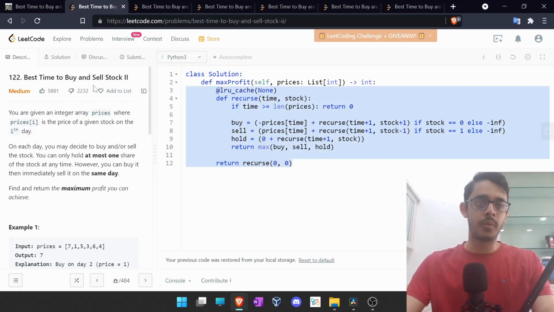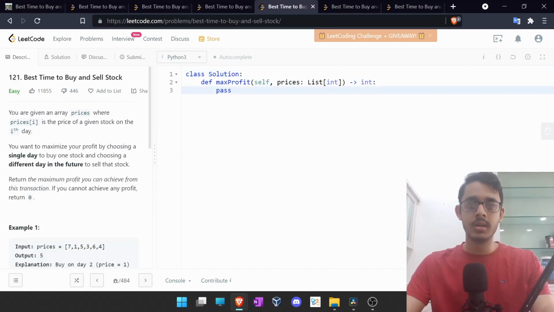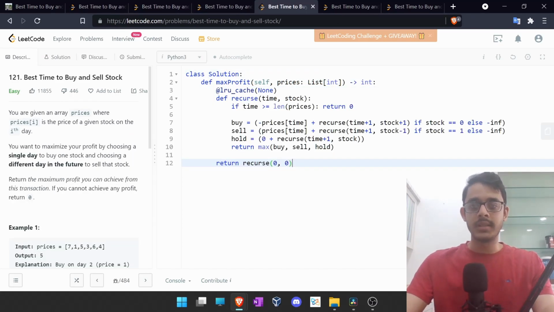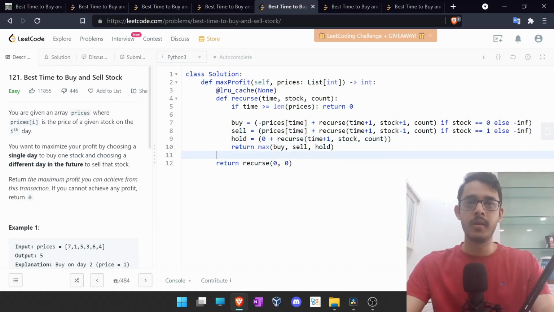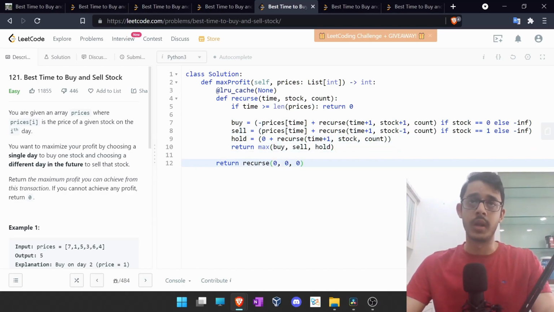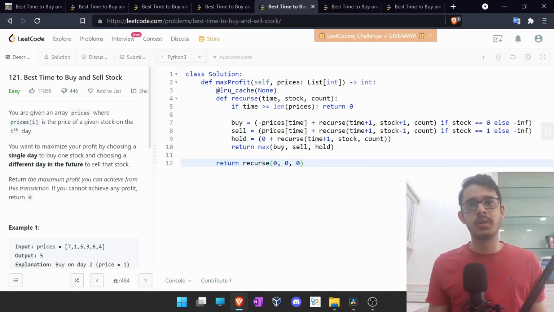We take the code from best time to buy and sell stock 2. I'm going to take this and we're going to modify it slightly. This is going to have a third parameter count, and so will this, and this will have it. We'll also want to initialize it with 0 over here because the number of transactions we start off with is 0.